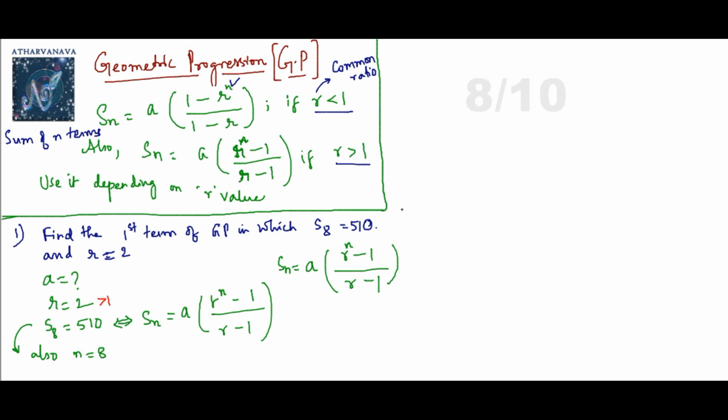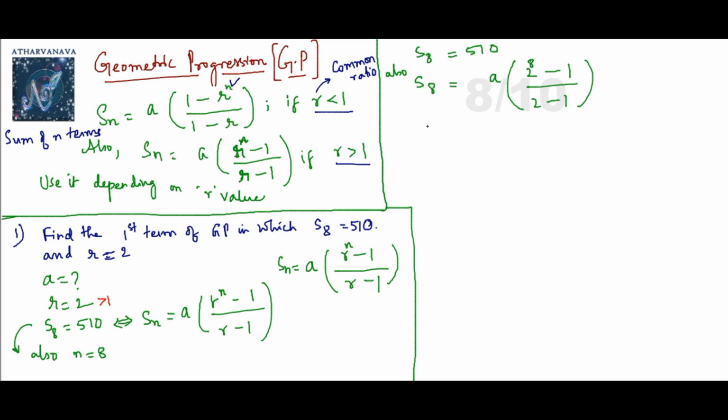Now see these calculations, how to do. So you have to use this formula. I know that S8 is equal to 510. So S8 also is equal to a, which we don't know, and the r value is 2, minus 1 by 2 minus 1. While substituting also you write like this. Just put the power here.